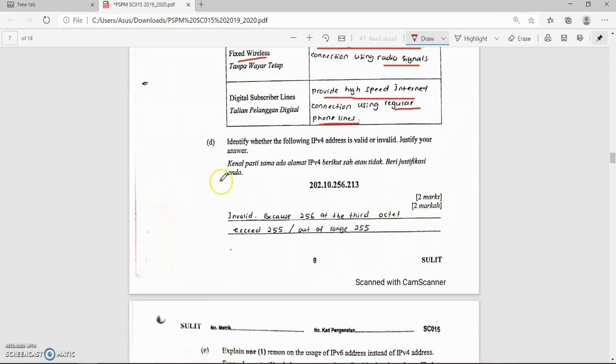2 marks. D. Identify whether the following IPv4 address is valid or invalid. If you see the IPv4 address, the range is 0 until 255. So if you see this one, it is out of the range. So the answer is invalid because 256 at the third octet exceeds 255. It's out of range 255.